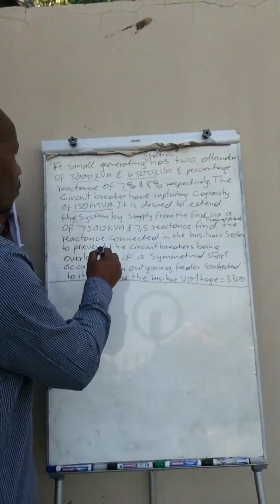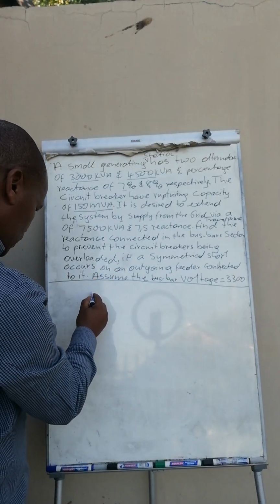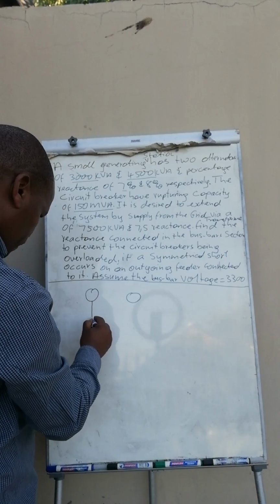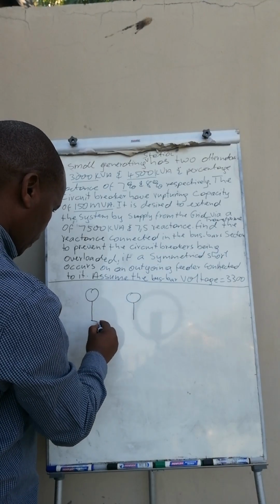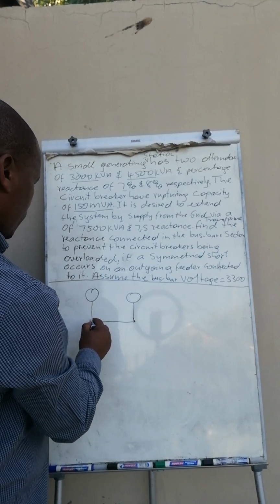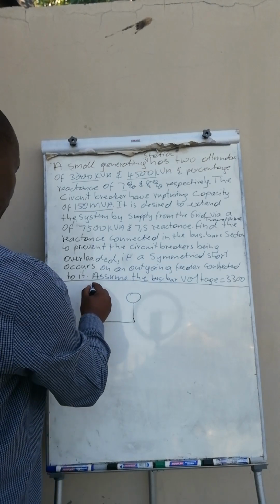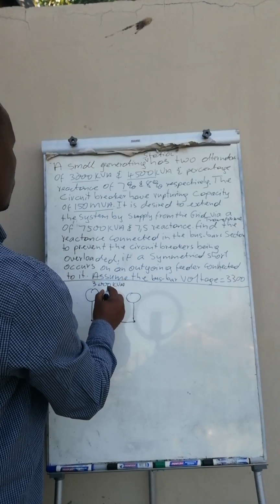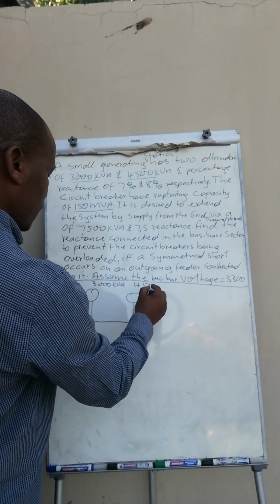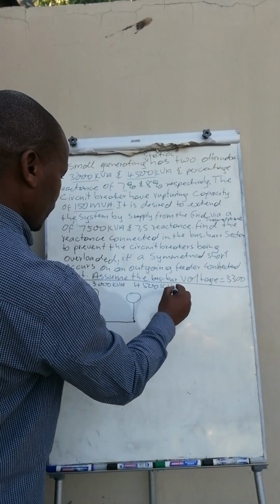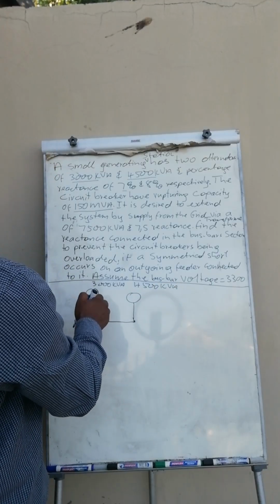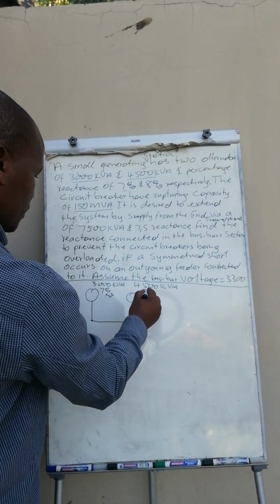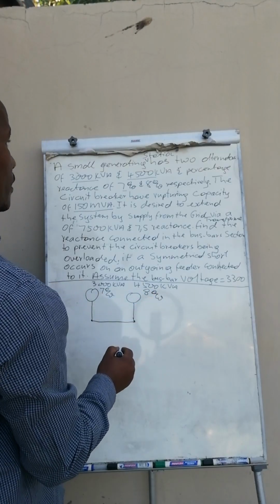Let's draw. We've got two alternators, like this, and they are connected together. Each one is 3000 kVA, the other one is 4500 kVA. This one is 7%, this one is 8% respectively.